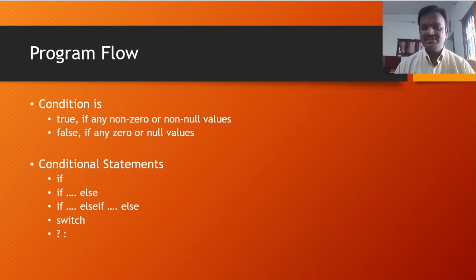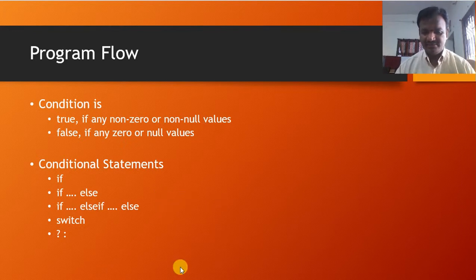The condition is based upon true or false. In C, true is assumed for any non-zero or non-null value. For example, anything greater than 0, or not equal to 0, is taken as a true value, and anything equal to 0 or null will be taken as a false value. The conditional statements used are basically if, if else, and if else if then else.